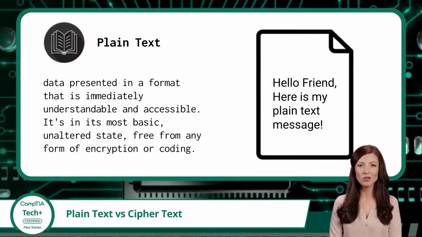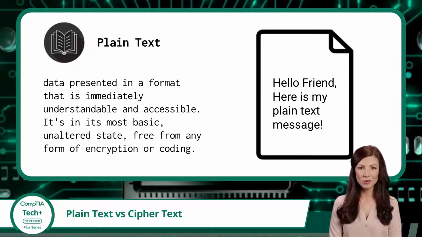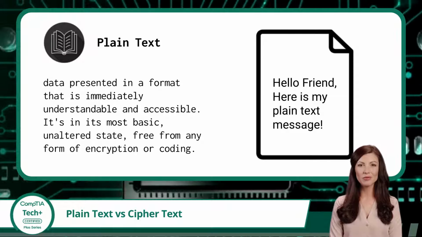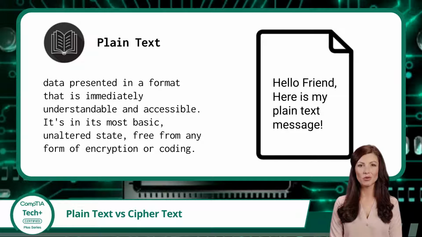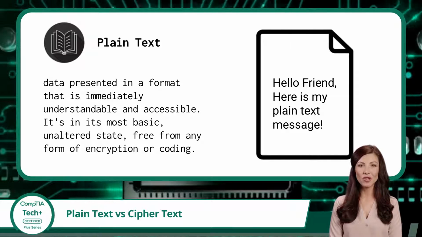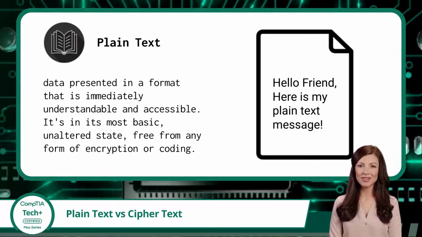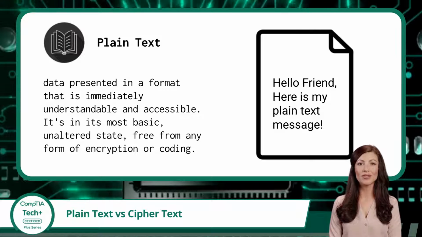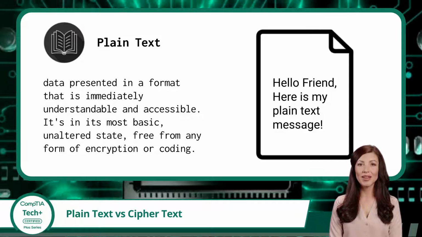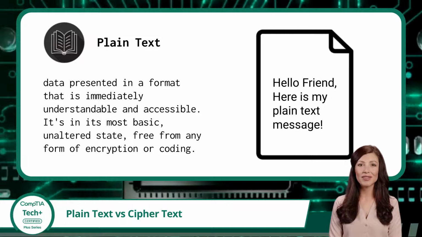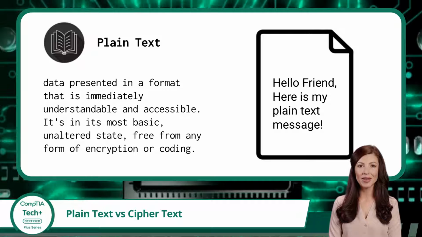To reiterate and further define this concept, plain text is data presented in a format that is immediately understandable and accessible. It's in its most basic, unaltered state, free from any form of encryption or coding. This means that there are no protective layers or barriers concealing its content. Whether it's a simple message, a document, or any other form of data, if it's in plain text, it retains its original clarity and meaning.